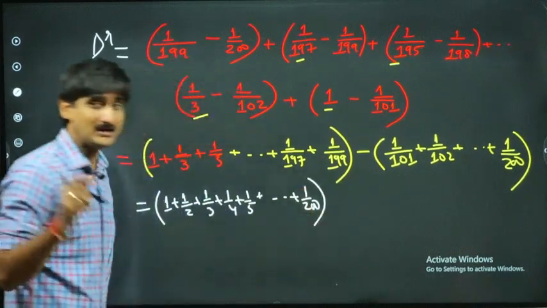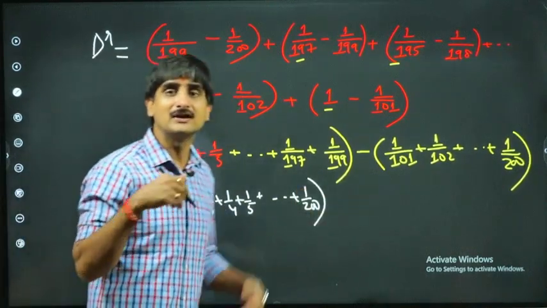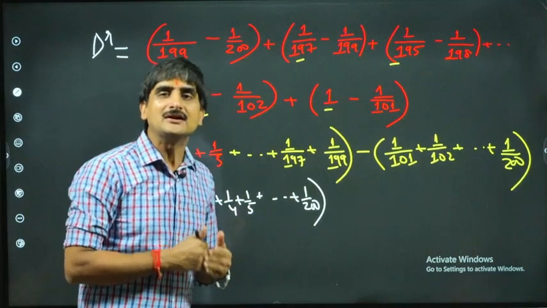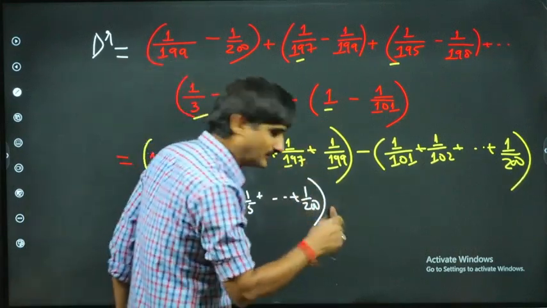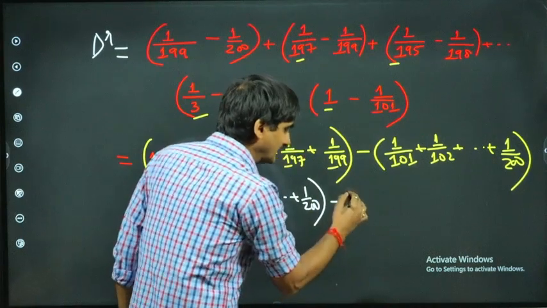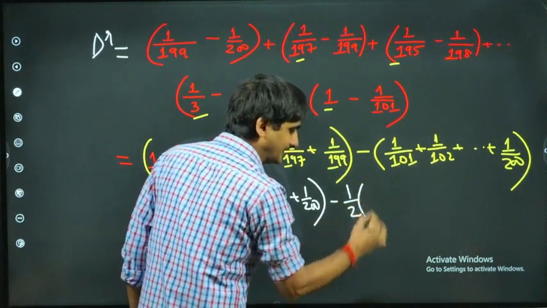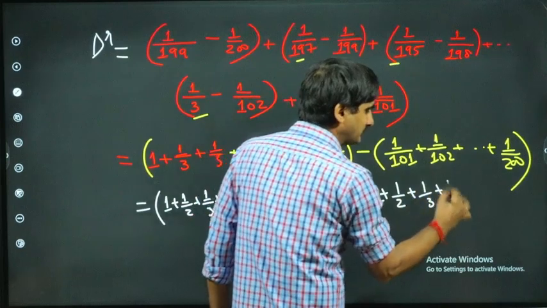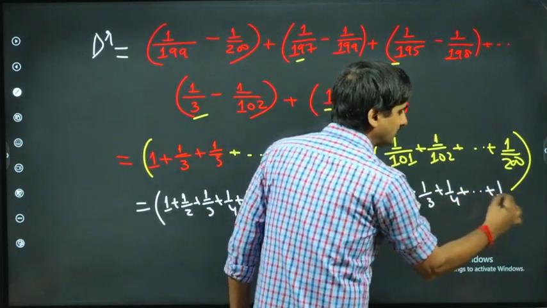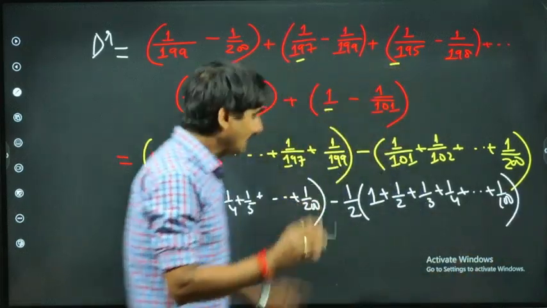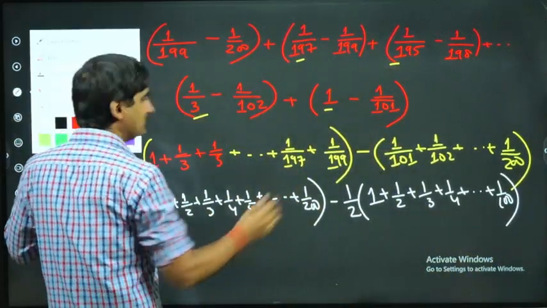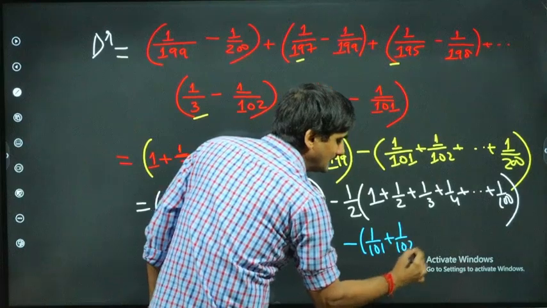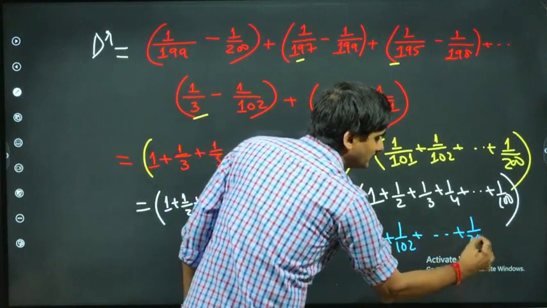Which terms did I add? I added those terms which are half, 1 by 4, 1 by 6, all with even numbers in the denominator. Mark it. So I will be subtracting them also. When I subtract, I will take half common. So it will be 1 plus 1 by 2 plus 1 by 3 plus 1 by 4 and till 1 by 100. And we have one more term here, which is this one: minus 1 by 101, 1 by 102, 1 by 103, till 1 by 200.